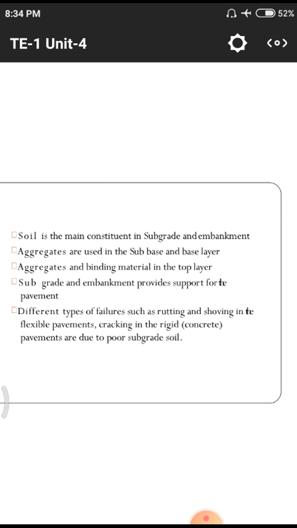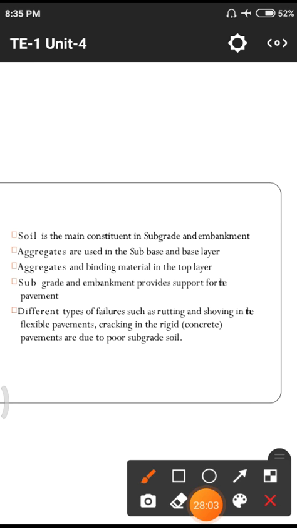Next one, aggregates and binding materials on the top layer. In the previous point we observed that base and sub base layers use only aggregates, but in the top layer we have a binding material along with the aggregates, so that those are also capable and responsible for compressive loads, and also have some quantity of these properties. Next one, subgrade and embankment provide support for the pavement.